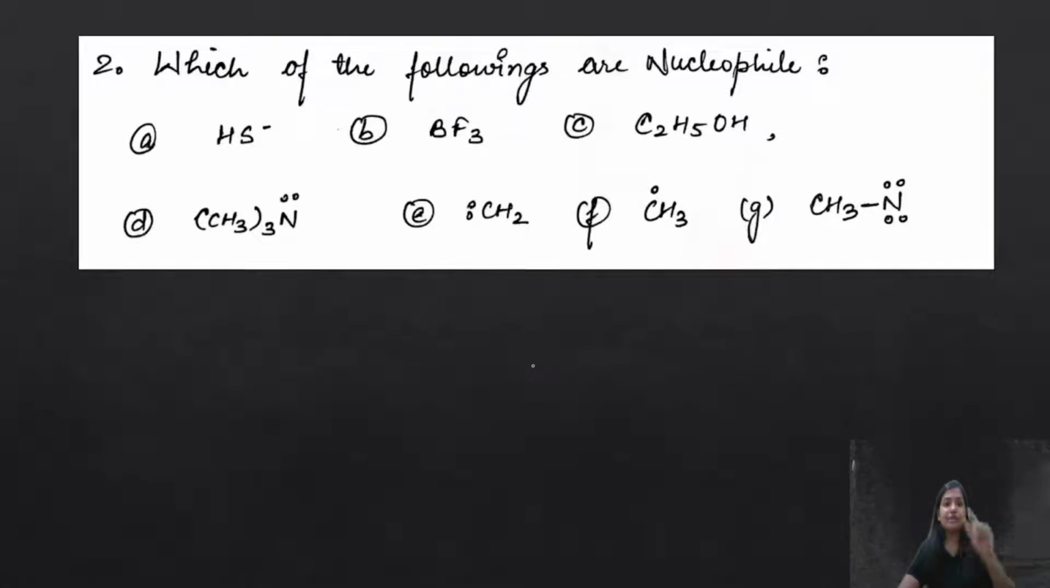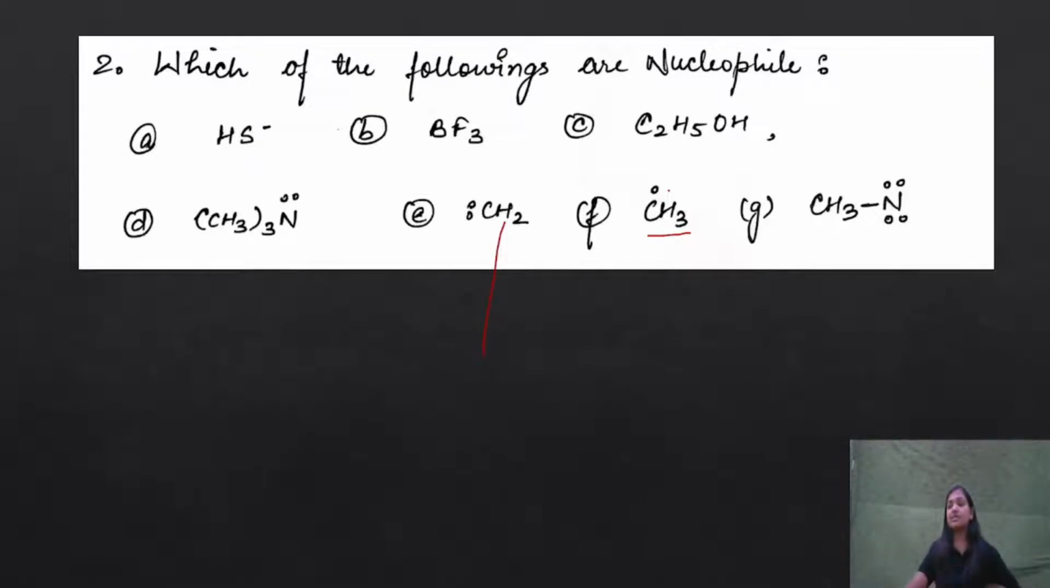Do you really want to do this exercise? Here, some of the species are neutral, some have a negative charge, some have a lone pair, and this particular species has a radical. Whether they are electrophilic or nucleophilic, in which category would they go? Because it is very necessary.